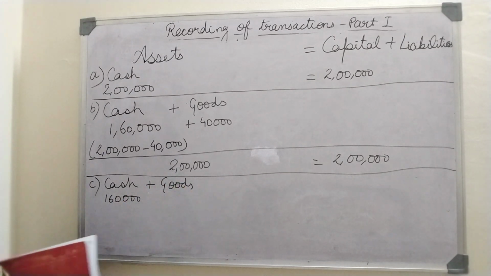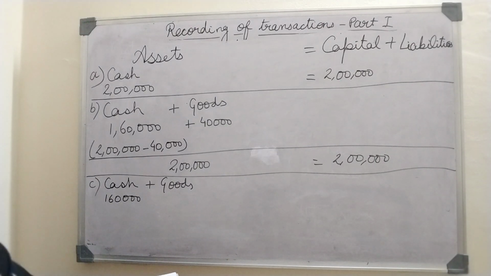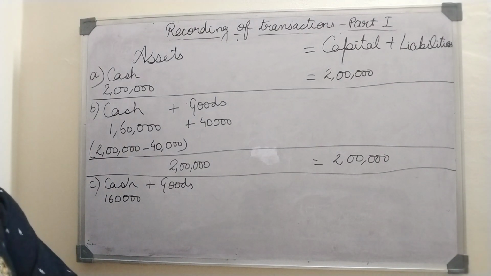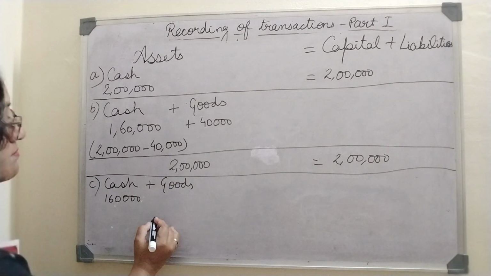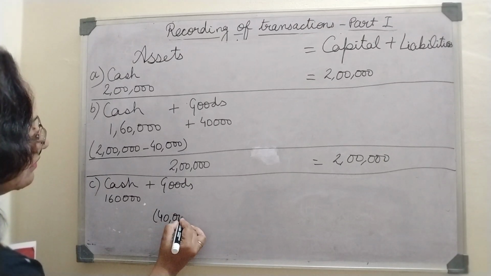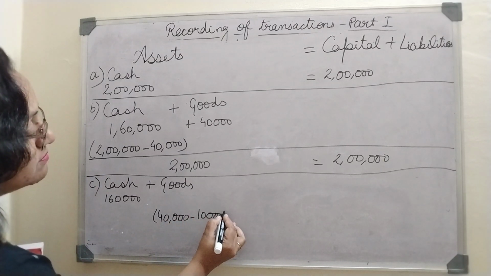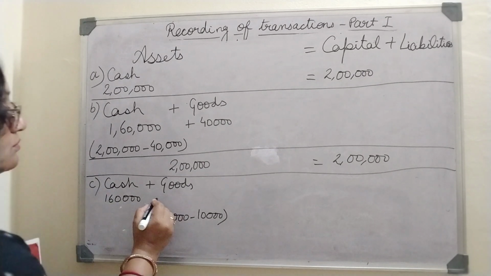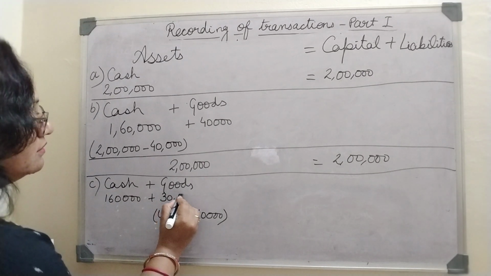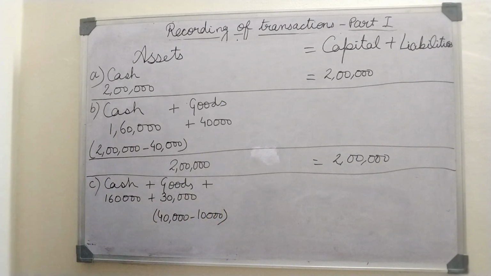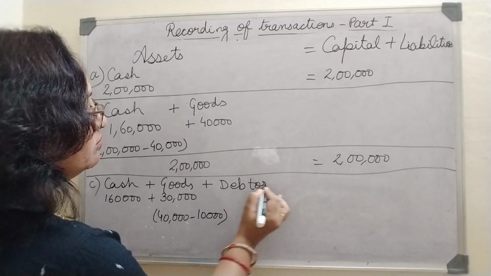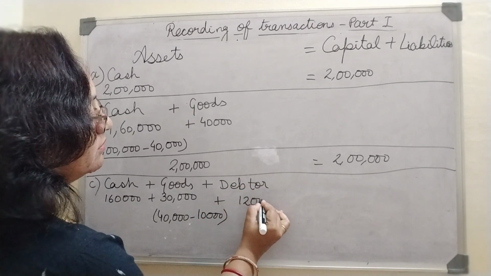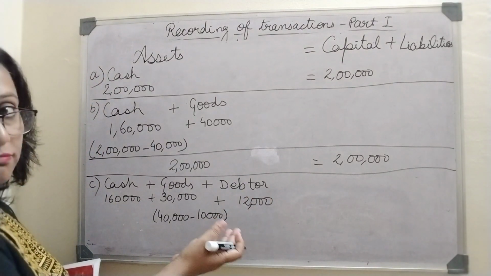Now I have sold goods. So I have sold goods of 10,000. They were costing 10,000. I have sold them for 12,000. So what is 2,000? 2,000 is the profit. But from goods we will subtract 40,000 minus 10,000. So it comes to 30,000. Plus we have increased the debtor. Debtor is for how much? 12,000, right? Because he has to give me 12,000.